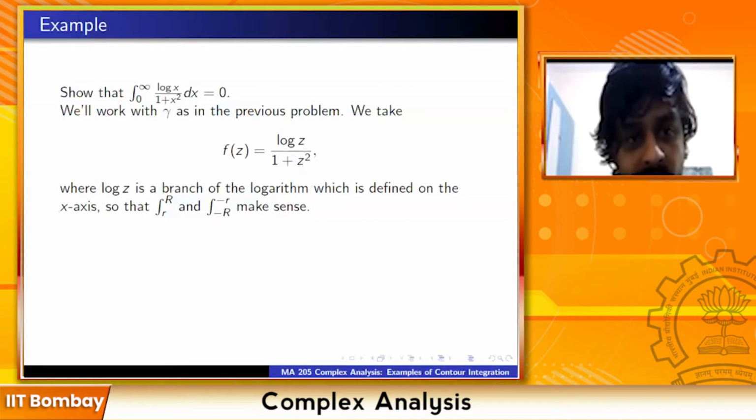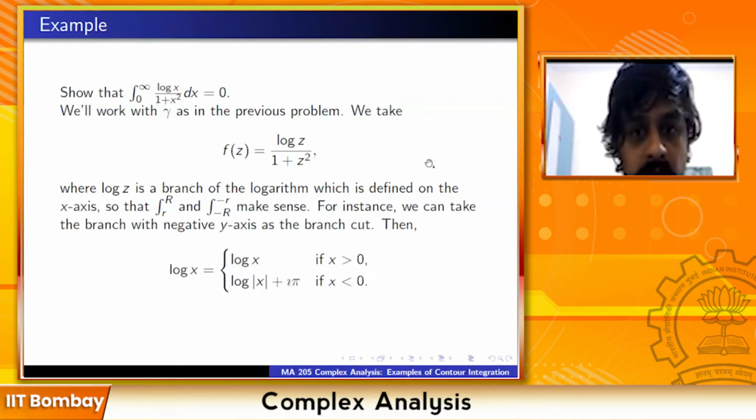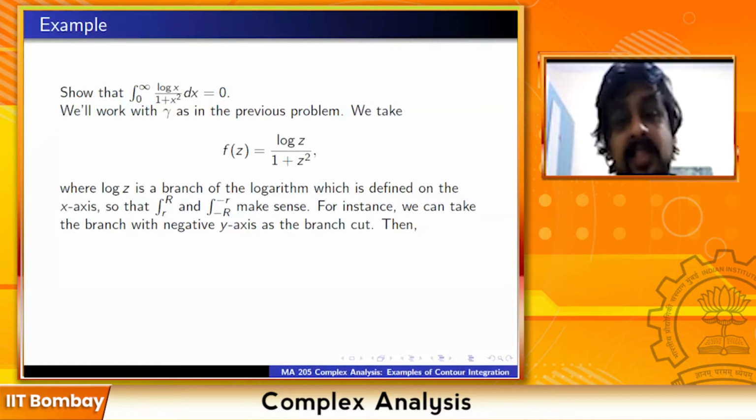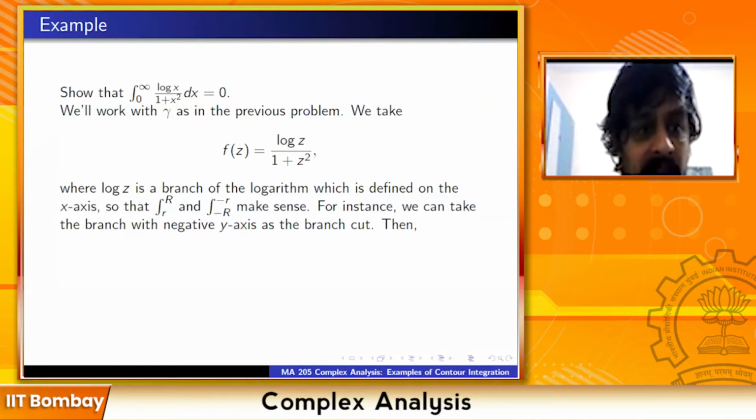So instead of removing the negative x-axis, we can remove some other axis or part of the axis so that we have a well-defined logarithm. So for instance, where log z is a branch of the logarithm which is defined on the x-axis, so that the integral from little r to capital R and the integral from minus capital R to minus small r make sense. For instance, we can take the branch with the negative y-axis as the branch cut. So I will remove the negative y-axis, including 0. Then you get a simply connected open set.